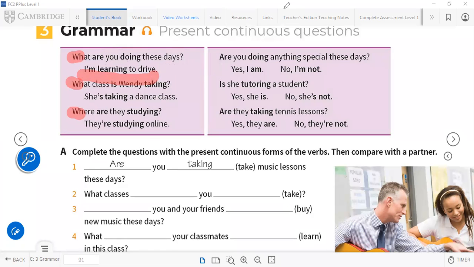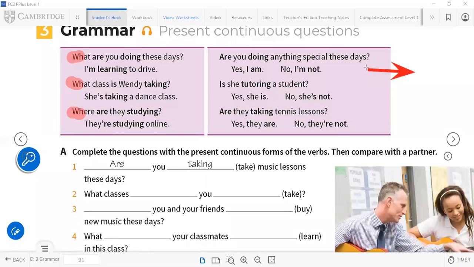What class is she taking? She's taking a dance class, one example, right? Where are they studying? ¿Dónde están estudiando? They are studying online. That's an example. And on the other hand, we have another one. Tenemos otro ejemplo, right? Are you doing anything special these days?